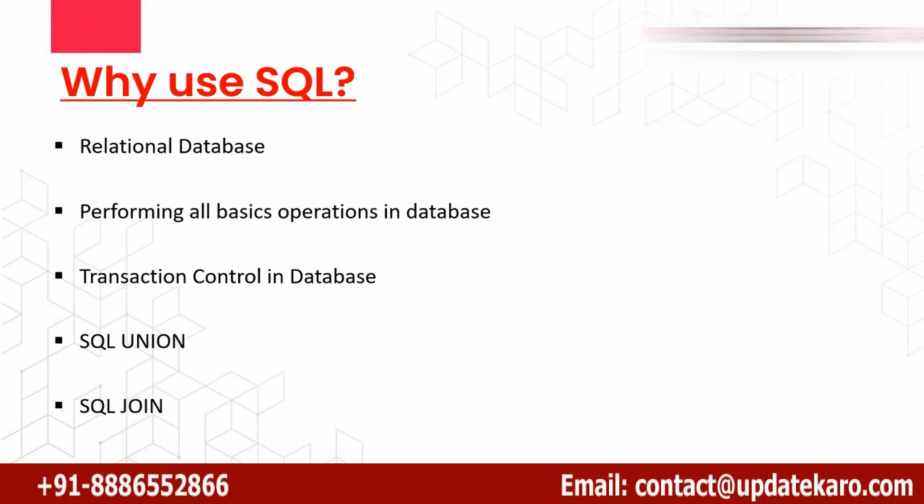Then we have the SQL joins. There are multiple tables in your database, so how can you access them? If, let's say, there is an employee table and a department table, two different tables, and you want to take one column from one and one column from the other, how can you do this? You can use SQL joins. There are multiple types of join: inner join, outer join, left join, right join, full join. So many joins are there. We'll be talking about this in the practical.